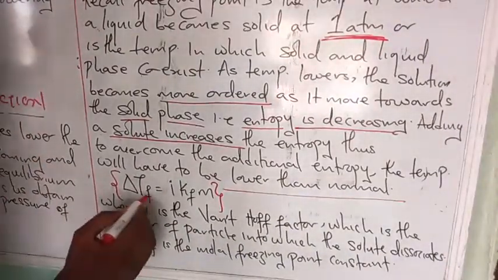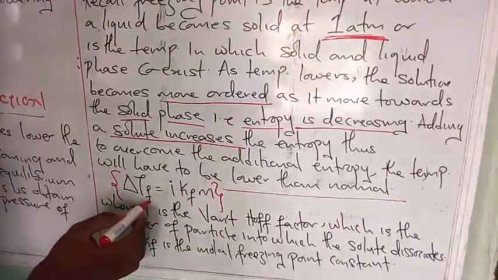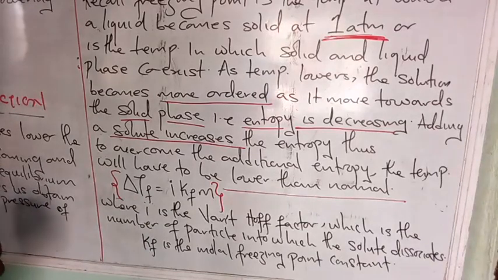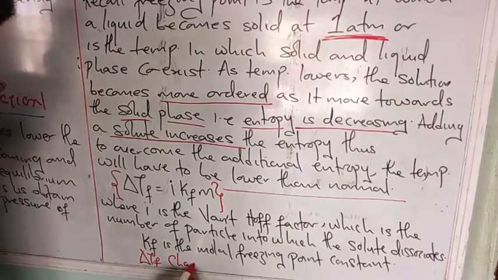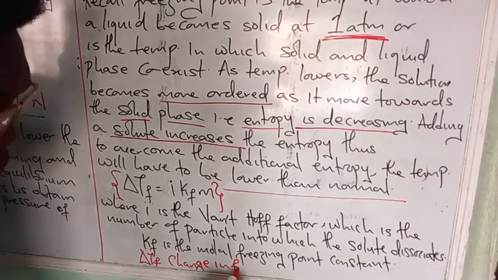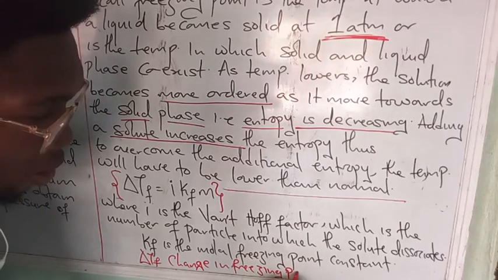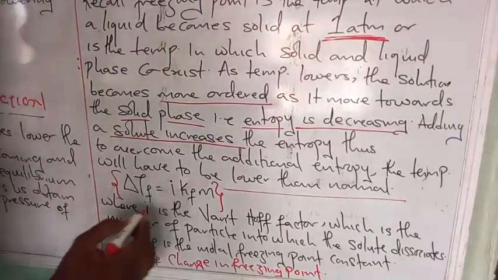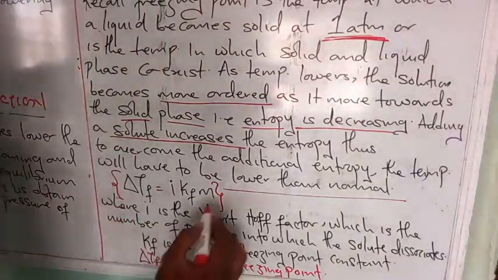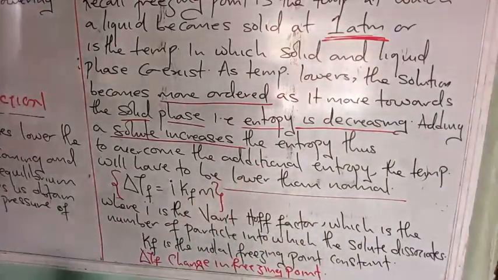We say change in Tf is equal to i Kf m. Now, your change in Tf is standing for what? Your change in freezing point. That's what it means. Then your i here is known as the Van't Hoff factor. The Van't Hoff factor.